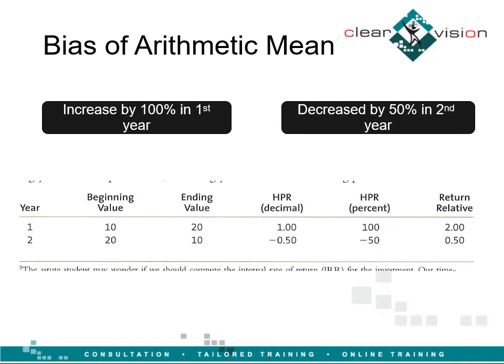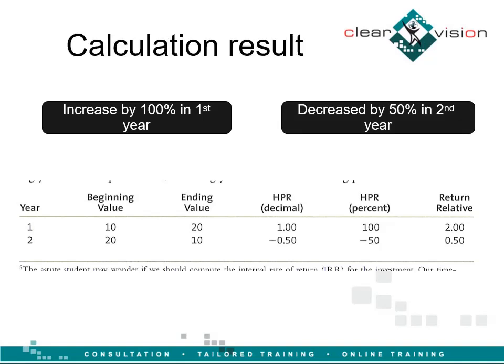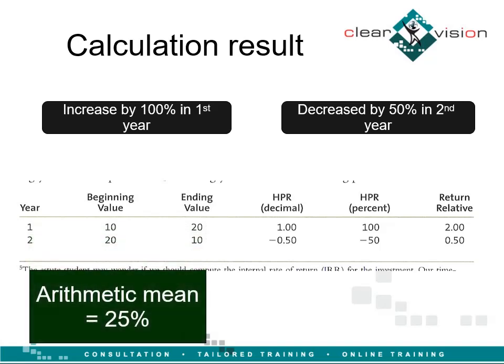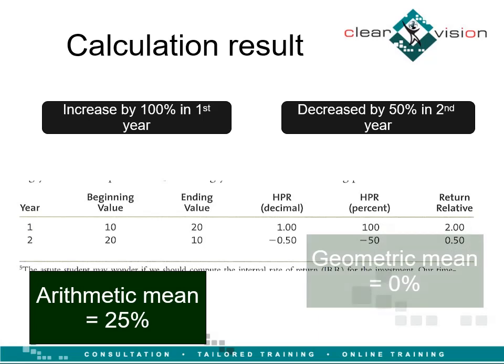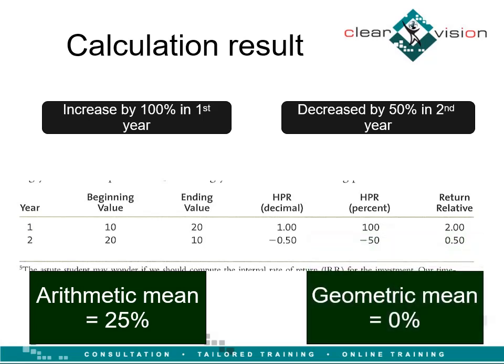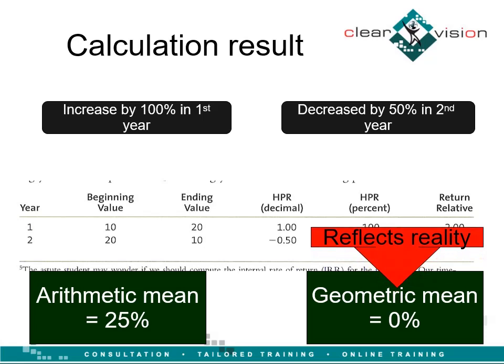And next year we lost all the gains achieved and the asset value returns to its original price, as shown in this table. If we calculate both arithmetic mean and geometric mean for this example, we will get an arithmetic mean equal to 25% and a geometric mean equal to 0%. The answer of 0% represents the real case scenario, as the value of the asset returns to its original value, which is seen by the geometric mean calculation.